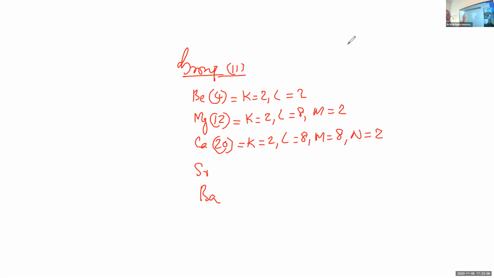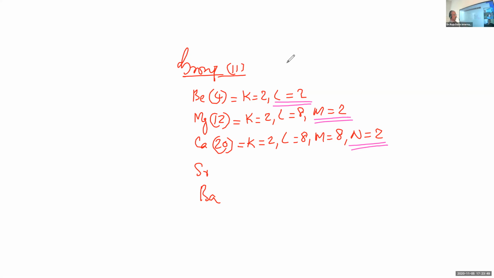Group 2. See the relation between the number of electrons in the outermost shell and the group number. There is a relation between group number, valency and number of electrons in the valence shell. So in group 2, magnesium, calcium, strontium, etc., in the outermost shell there are 2 electrons. Same number of electrons in the outermost shell. So in this group there is a common valency, and that is equal to 2.